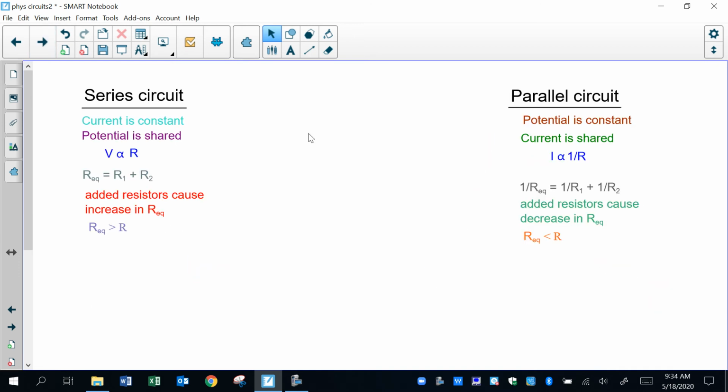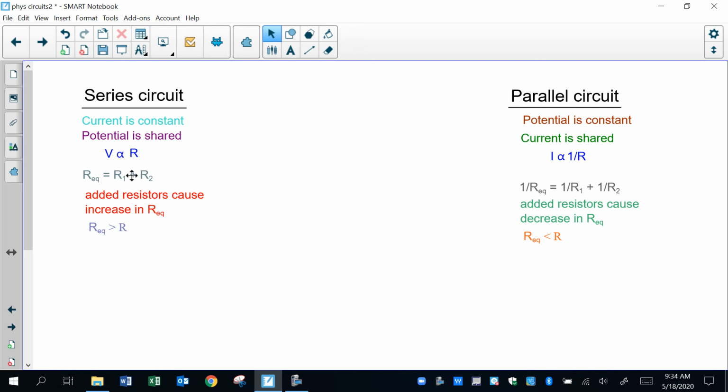So this right here is just a list of series and parallel. And we kind of glossed through this rather quickly last time. We're going to look at it a little more in depth this time. Current is constant. We already said that. Potential is shared. We already said that. We have a relationship here. We just mentioned that. This equation, we're going to start looking at these equations now. This equation is how you figure out the total resistance of a group of resistors in series.